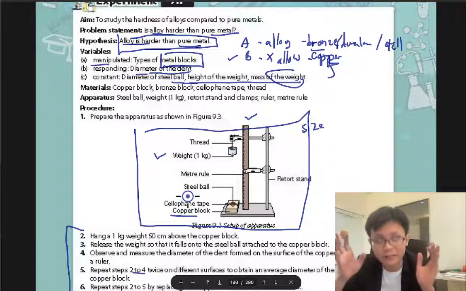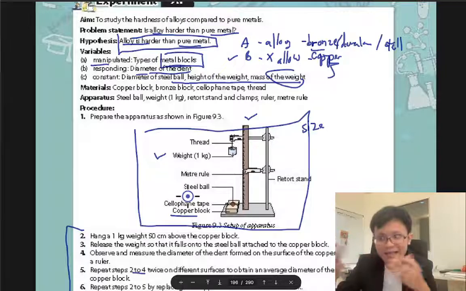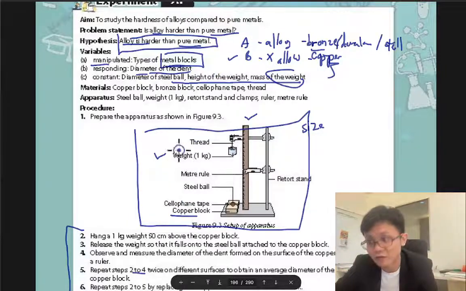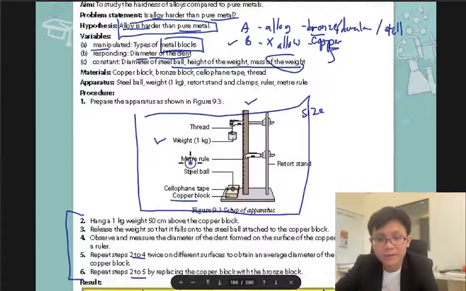Okay, if I want to test something, what is the manipulated variable I want to change? And then the responding variable, what is the result? And then you need to think in your brain, what is the constant? Then what is the procedure? You just tell the story, put A and B, usually it's A and B and C, right? And so on. Then the conclusion, roughly you will know.